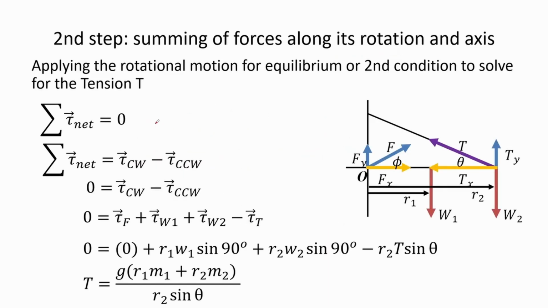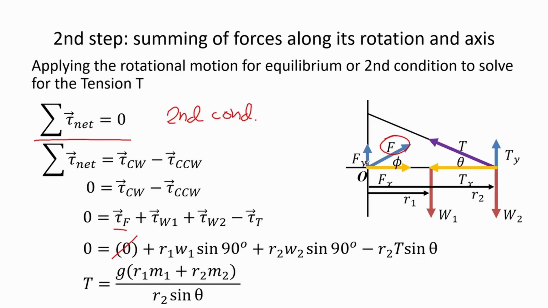In the second step we sum the forces along its rotation and axis. So for the tension we apply the second condition for equilibrium to solve it. We examine the figure and determine if that force would cause rotation clockwise, counterclockwise, or no motion at all, given the axis of rotation at the origin O. The first one is the force F, which is located on the axis of rotation, so it will not cause any rotation since its line of action intersects the point of rotation.